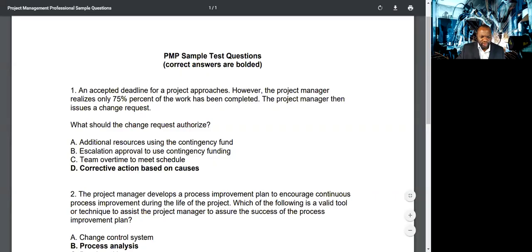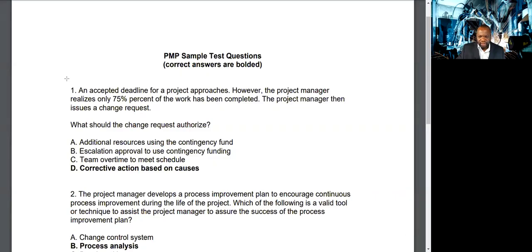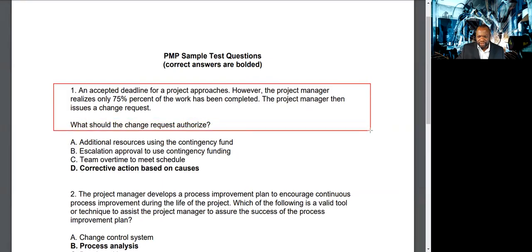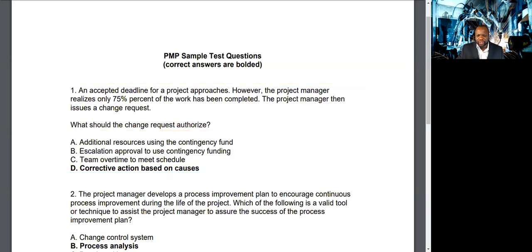So watch this question. I really want you to take note of what they could do on the exam. Accepted deadline for the project approaches. However, the project manager realizes only 75% of the work has been completed. The project manager then issues a change request. What should the change request authorize? And you can see the answer is as plain as anything. Corrective action based on causes. Simple as that. See? So sometimes the answer could just say corrective action based on causes. Or it could, if you get what should the project manager do?